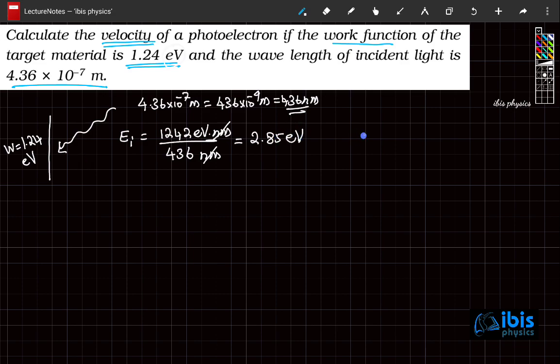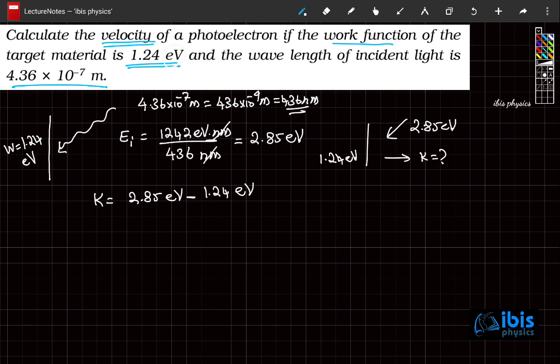So in other words, incident energy is 2.85 electron volt and work function is 1.24 electron volt. The remaining kinetic energy of the electron is the incident energy minus this. So the kinetic energy of the photoelectron is 2.85 electron volt minus the work function 1.24 electron volt. When you subtract, you get 1.61 electron volt. But what they are asking is to find the velocity of the photoelectron.